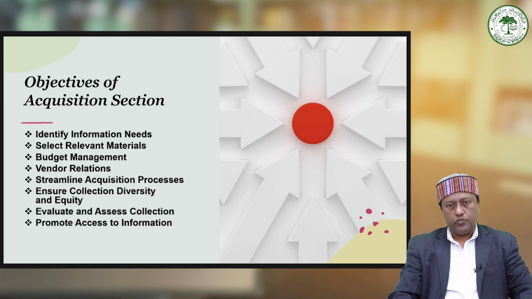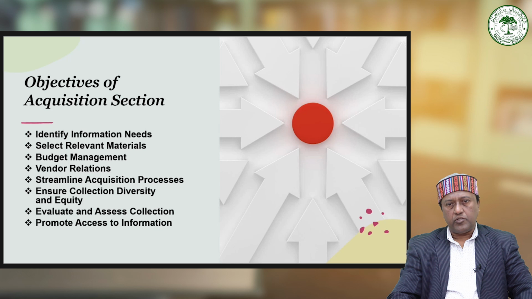So, another objective is budget management, because you know that the budget is limited, and this section is basically responsible to see the priorities. What is the priority right now? So accordingly, they have to decide what to be purchased in this session, and the rest of the things they can defer for the next session. So effectively managing the library's acquisition budget is a critical objective here.